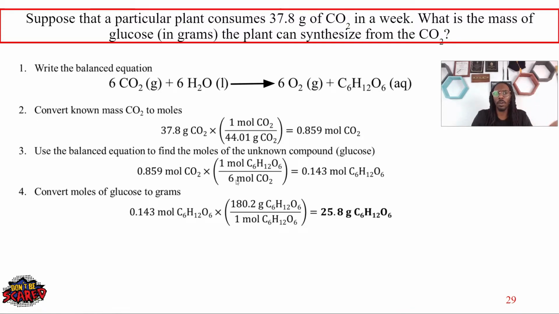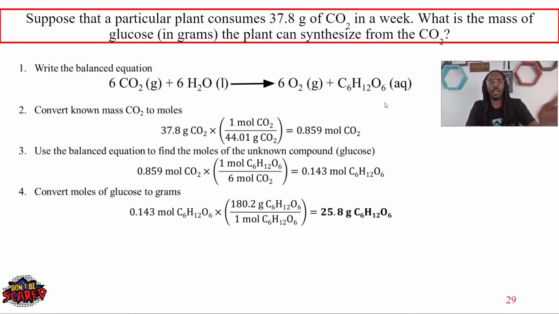Where do I get this 1 and 6 from? I get this 1 and 6 from my balanced equation. That's the reason why we had to balance this equation, everybody. You had to balance the equation in order to do this stuff. So 6 moles of CO2, where do we get the 6? The coefficient. Because there's 6 moles of CO2. We're literally getting this number from our balanced equation.